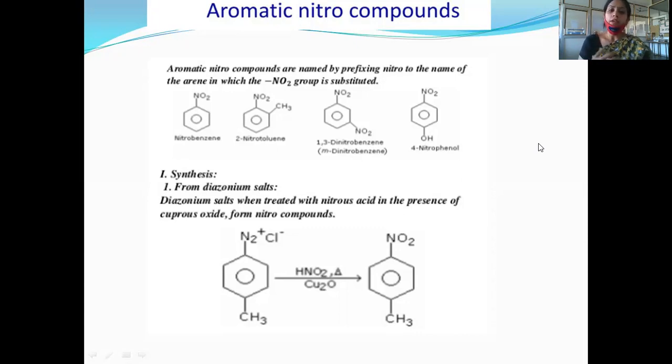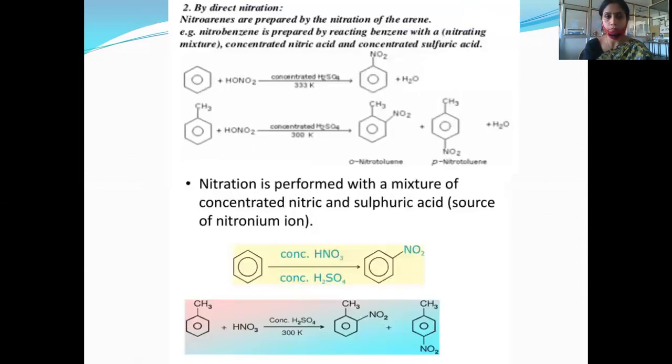Now, how are these aromatic nitro compounds prepared? The first method of preparation is from diazonium salt. That means benzene N2Cl, that is benzene diazonium chloride. When it is treated with nitrous acid, HONO or HNO2, in the presence of Cu2O, that is cuprous oxide, we get a nitro substituted compound. So, the N2Cl group gets converted to the NO2 group.